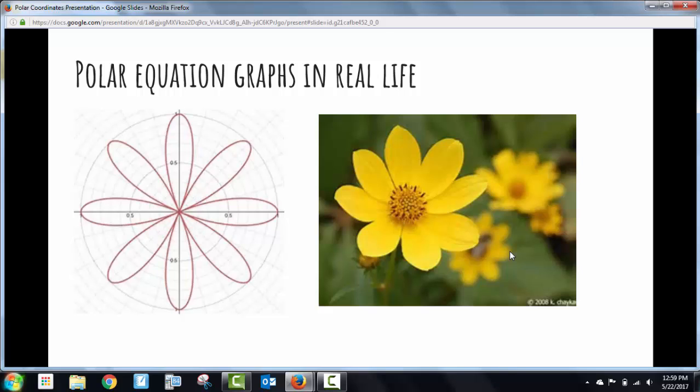Polar equation graphs in real life. On the left, there is a rose curve graph with 8 petals, and the real-life example is a flower with 8 petals.